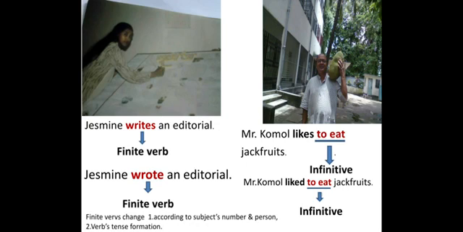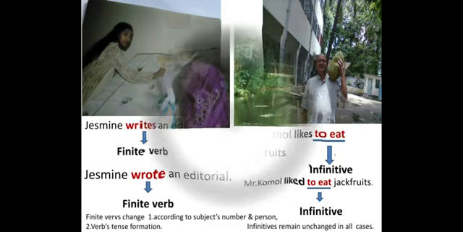So a finite verb changes according to the subject's number and person and according to the verb's tense formation. On the other hand, infinitives remain unchanged in all cases. An infinitive or non-finite verb doesn't change according to subject or tense. It doesn't change.